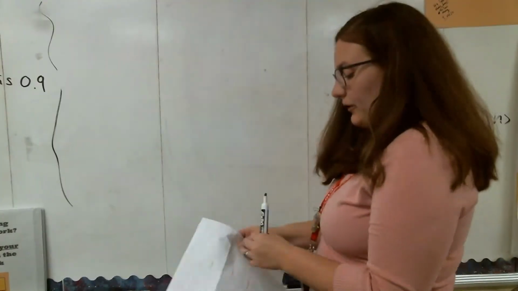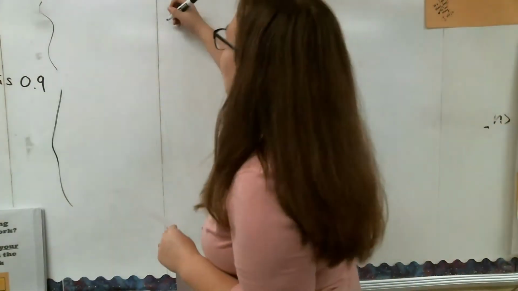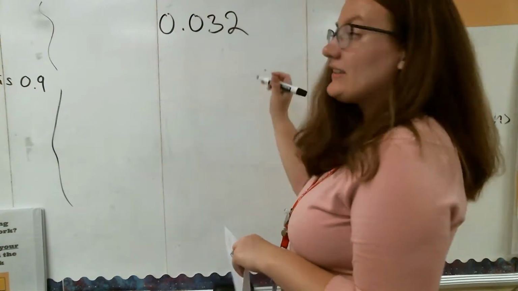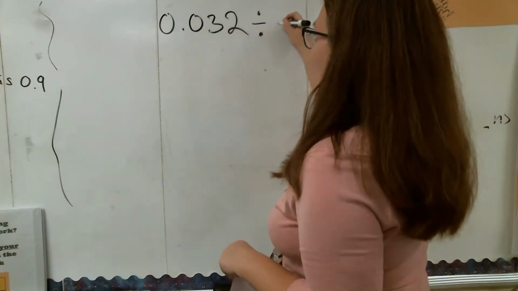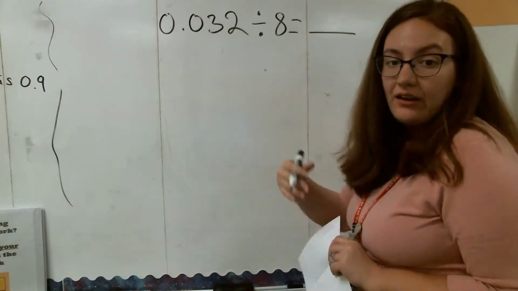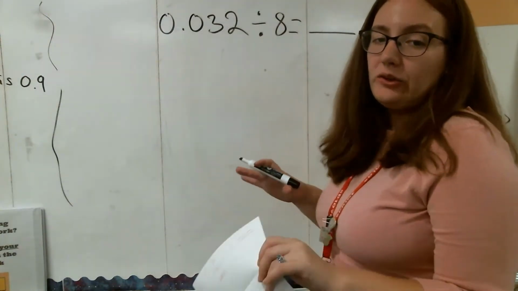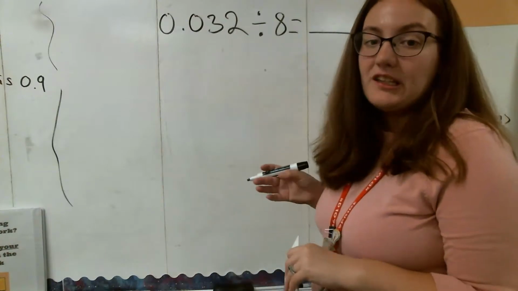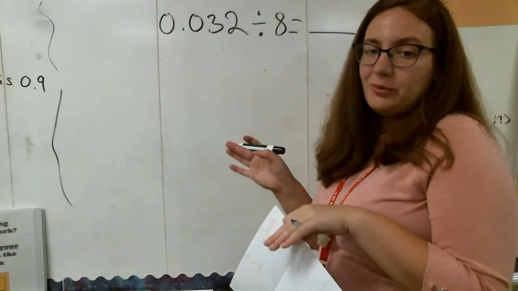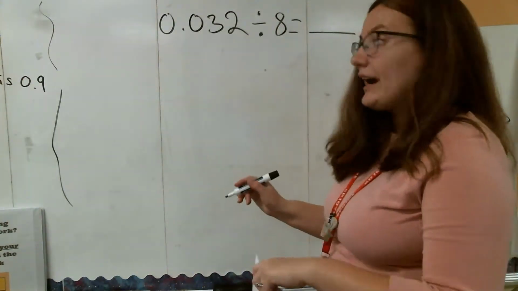And for this one, we have 32 thousandths divided by 8. And I'm trying to figure out what that equals. Now for this problem, I don't want to draw all these dots on my place value chart. So I'm just going to think of it as a multiplication problem instead to help myself out.